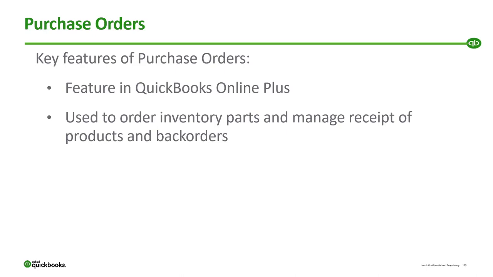This is used to order inventory parts and manage the receipts of products and back orders. So basically what we talked about earlier, the system will prompt you, remind you, if you need to order something additional to fill an order. Conversely, if something drops below a certain threshold, it will also remind you.